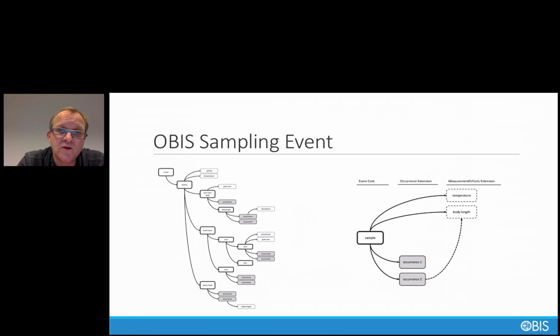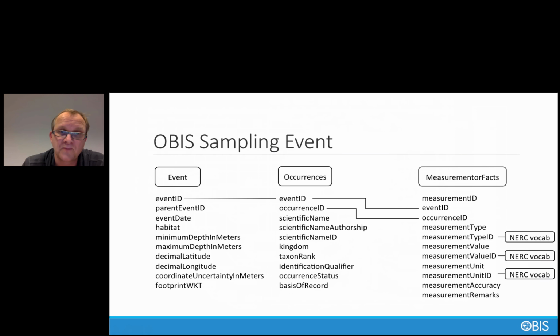So we are moving to a new format, a new OBIS schema, which is based on an event core, an occurrence extension, and an extended measurement or fact extension. So the event core will have the sample information, the occurrence extension will have the occurrences, and the extended measurement or fact extension will have all the measurements and all the sampling effects.